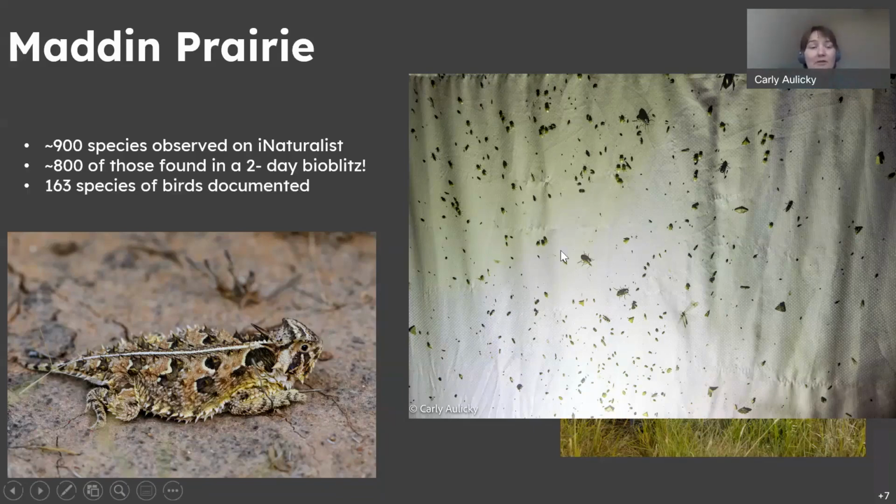And Madden Prairie is near and dear to my heart as well, because not that long ago, I primarily worked on birds. We have 163 species documented using this property, including many nesting grassland birds, which are currently in the largest decline out of any biome that we have in the US, due largely to habitat loss. So seeing birds nesting on this property is also an incredibly encouraging thing.